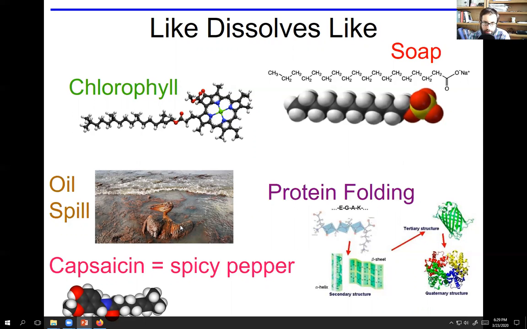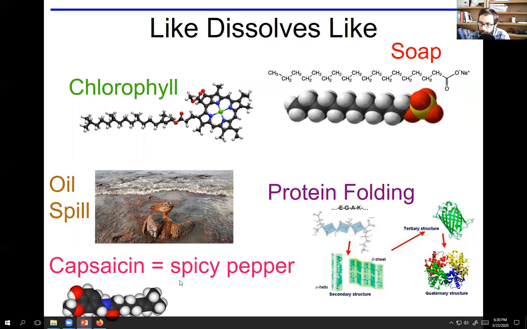You can think about an oil spill. How's the best way to clean up an oil spill? Well, you're going to have to use something non-polar to get rid of that oil, to dissolve it. Or capsaicin. If you get some spicy pepper oil in your eye, how are you going to get rid of that? It turns out no matter how much water you put in your eye, it's not going to help because it's not going to dissolve it. It's a pretty non-polar molecule, and that means your eye is going to be burning for a while because you don't really want to put oil or anything else in your eye.